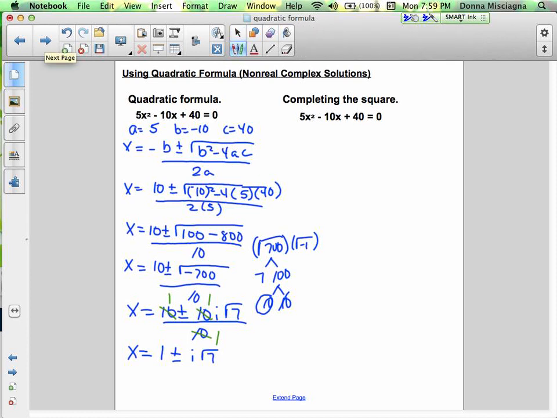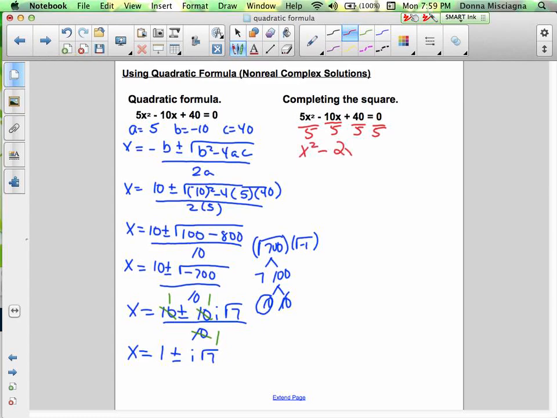How does completing the square go? We're going to divide everybody by 5. So don't shy away from completing the square if every single number was divisible by a. x squared minus 2x plus 20, since when is 40 divided by 5 20? Plus 8 equals 0. So now this one, it's not going to be bad. We have to subtract 8 from both sides. Minus 2x is equal to negative 8.